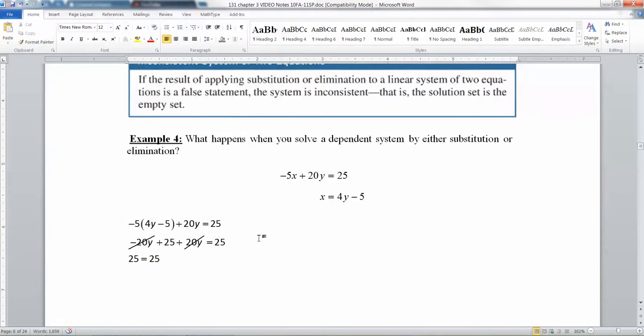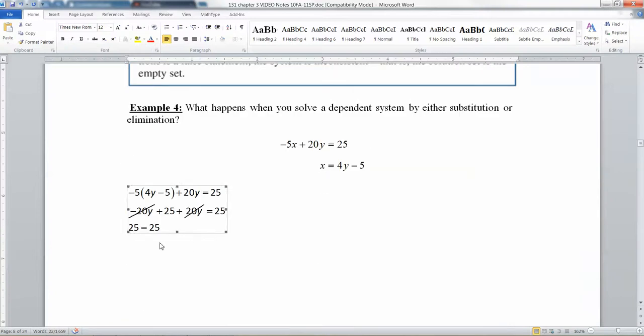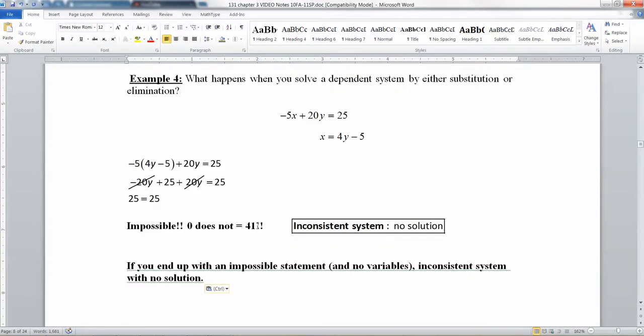Okay, but that's always true, right? As opposed to the last one, which is never true, this one's always true. Right? 25 is 25. That's kind of the definition. So put that always true. 25 equals 25 at all times, right? That's a dependent system.